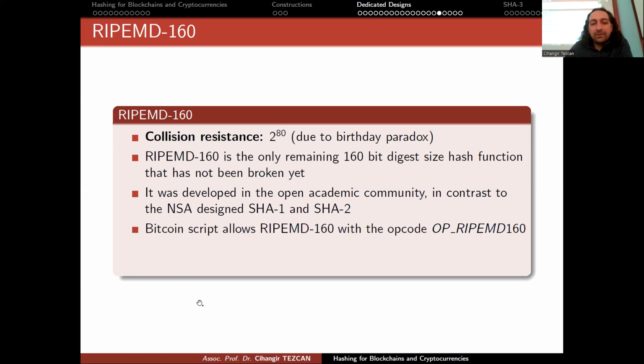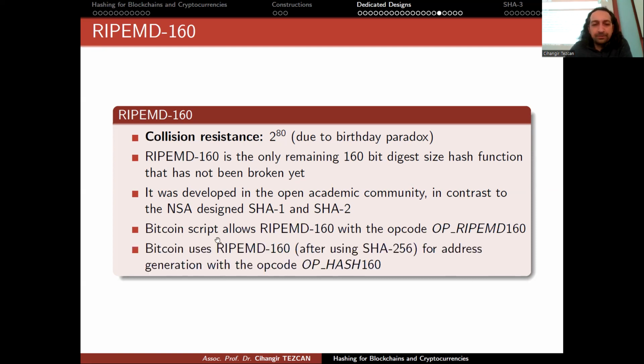So this is why Bitcoin script allows RIPEMD with the opcode OP_RIPEMD160. Moreover, Bitcoin uses RIPEMD after using SHA256 for address generation with the opcode OP_HASH160. This is how most of the Bitcoin addresses are generated.